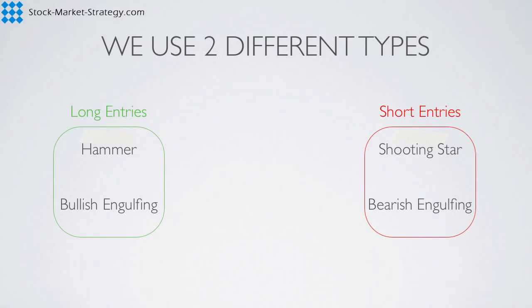So the two different types we use are bullish and bearish, of course, but then we got the hammer and we got the bullish engulfing. And for short entries we're using the shooting star or the bearish engulfing.